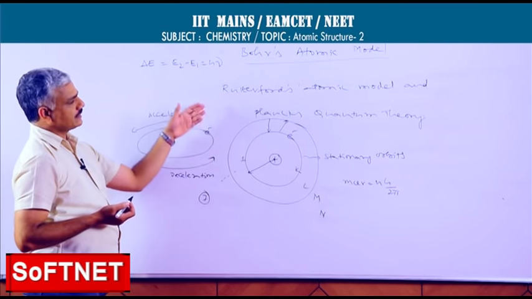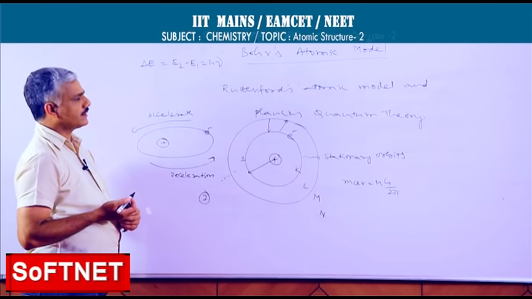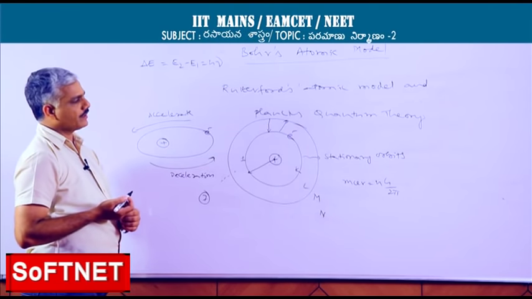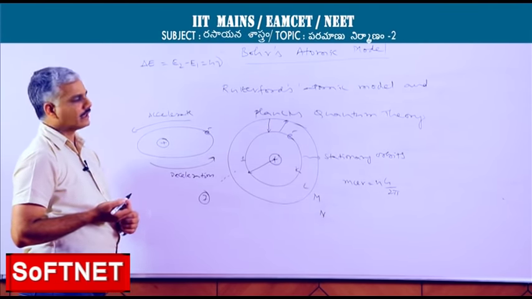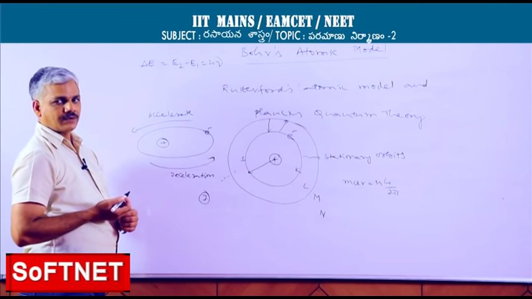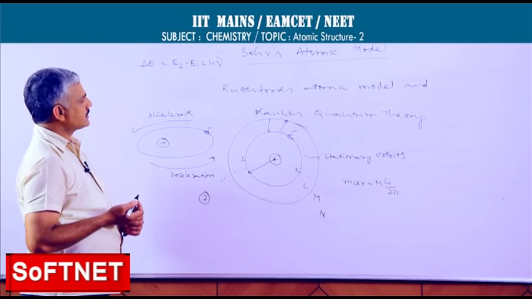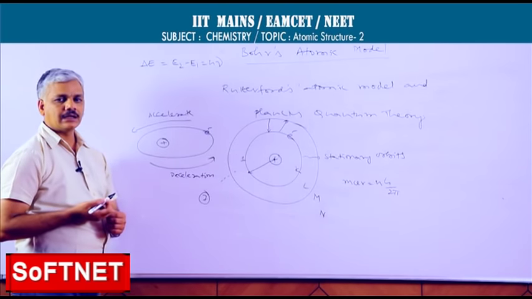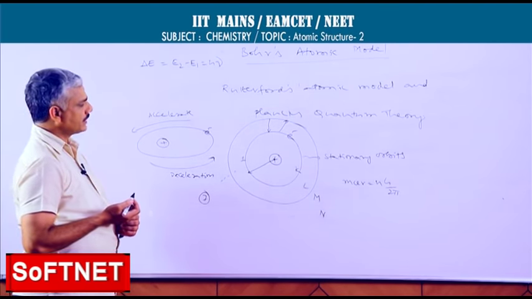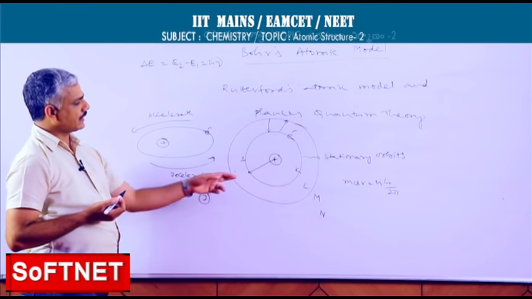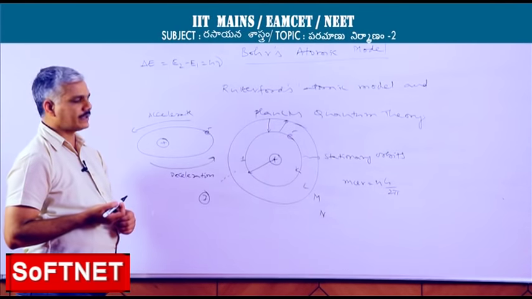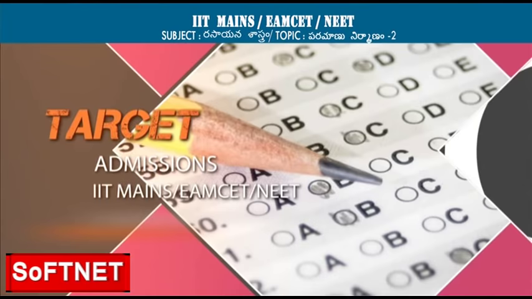So, these are the basic postulates of Bohr's atomic model, by making use of which we can explain the formation of various spectral lines in hydrogen, as well as derive equations by using which we can calculate important data regarding the electron.